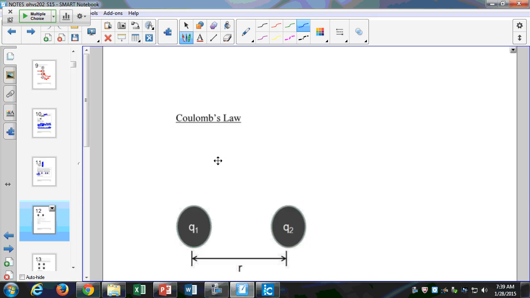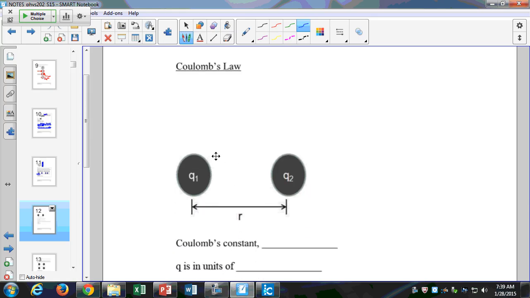Alright, let's continue on with Coulomb's law. This is going to look a lot like what we did with the gravitational law. It's basically the same form, just slightly different numbers that we're dealing with. Coulomb's law just describes the forces between two charges.